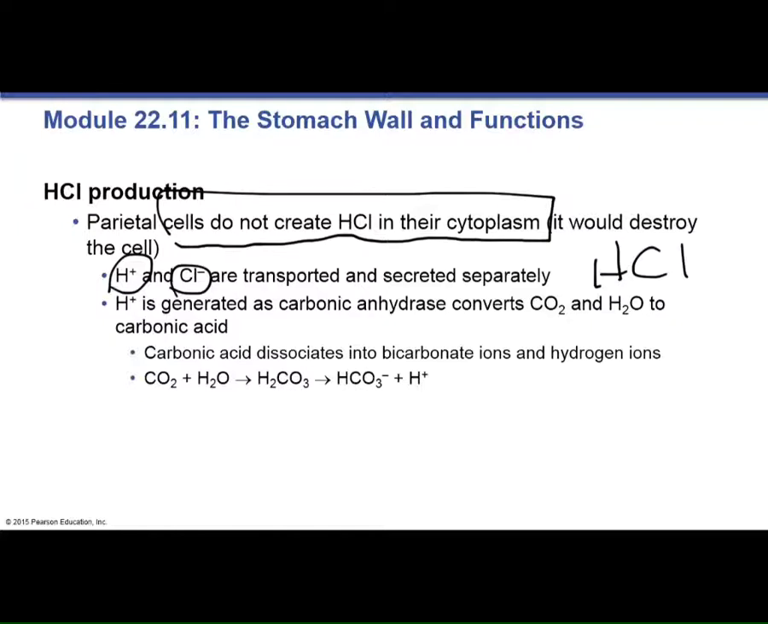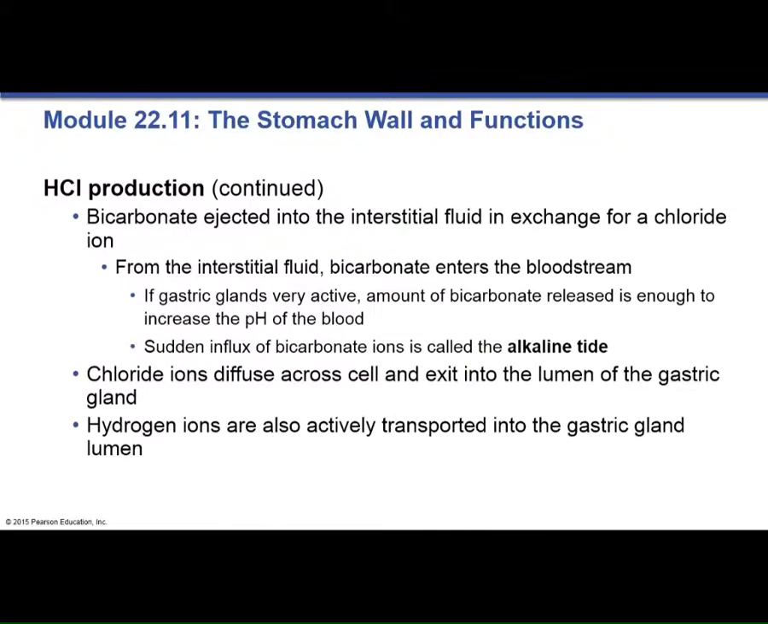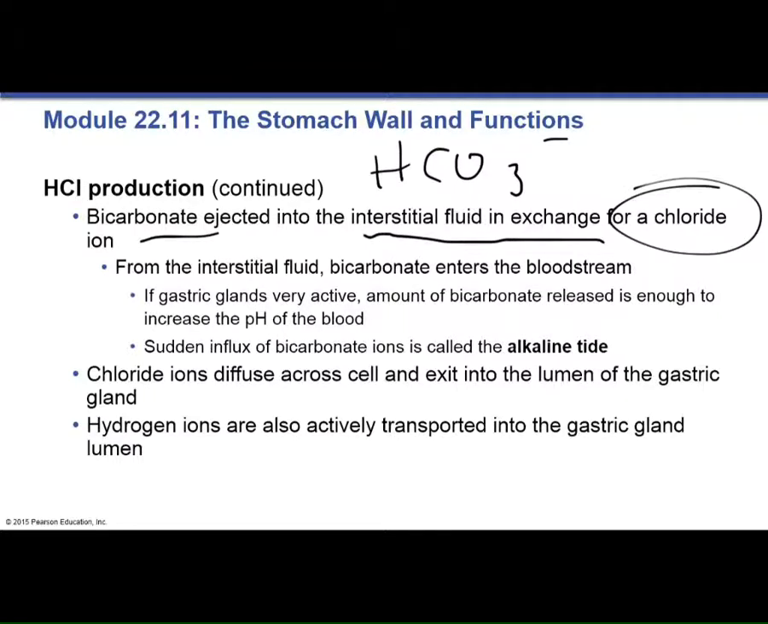So the hydrogen is generated by an enzyme called carbonic anhydrase. That's going to convert CO2 and water into carbonic acid. Carbonic acid will give us this H+, and then we also have to get the Cl-. And the Cl- is going to come from bicarb. So bicarbonate, HCO3-, is going to be ejected into the interstitial fluid in exchange for chloride. That chloride comes in, and that is now going to mix with the hydrogen to make the hydrochloric acid. So down in the gastric pits now, we have hydrogen, we have chloride, and that together is going to make the HCl.